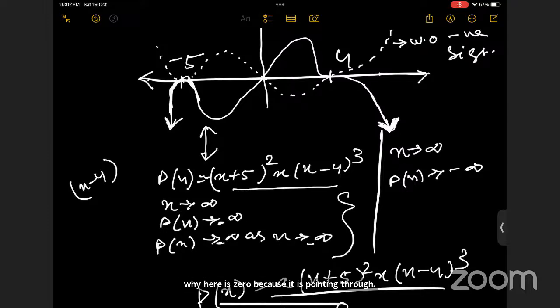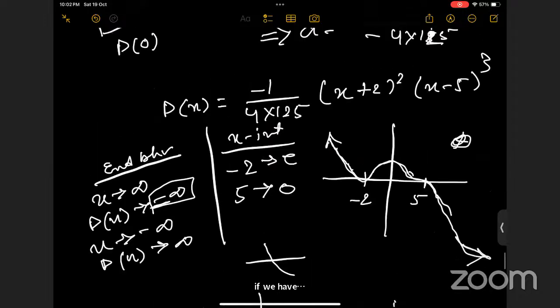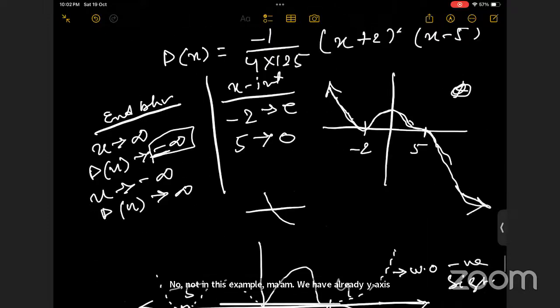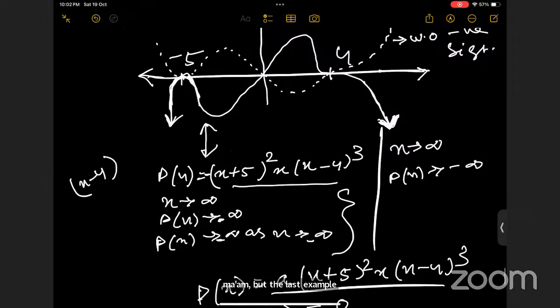Okay, ma'am, can you please scroll down? The way you calculated a, can you just see that? A is P of 0. P of 0 means, like, A is not P of 0, sorry. From P of 0, we can calculate the value of A. No, ma'am, not in this example. We already have the y-intercept here, but in the last example that passes through the origin, you said x equal to 0. So if you substitute that here, P of 0 will come as 0 only, right?